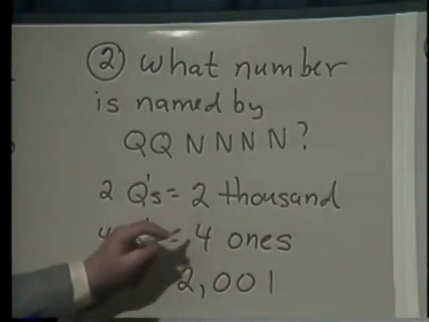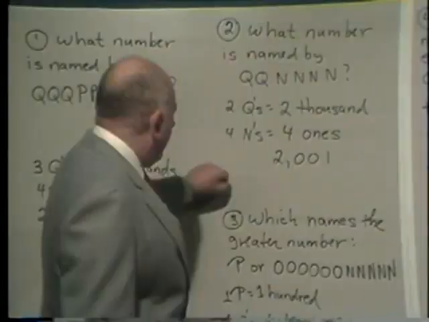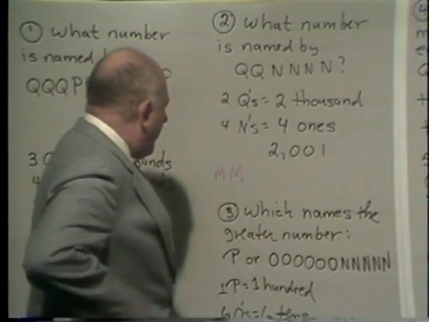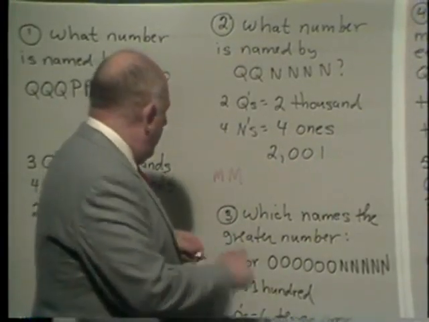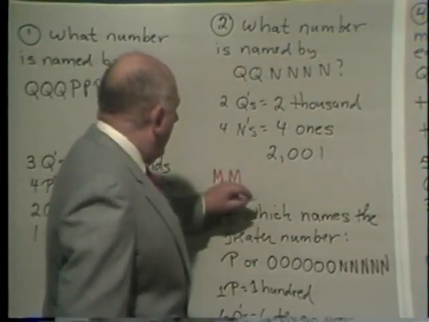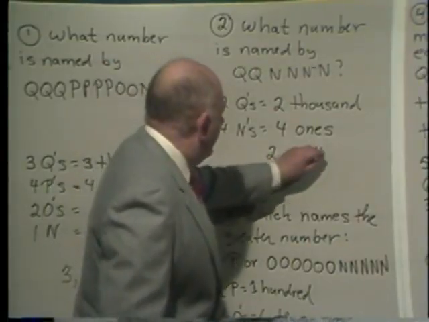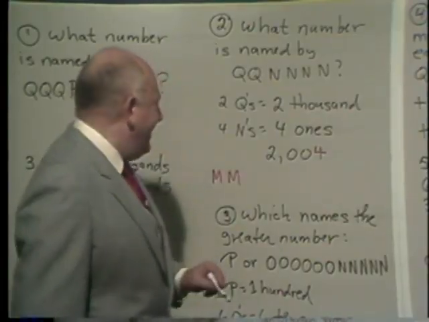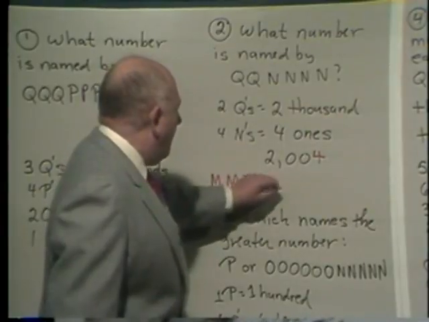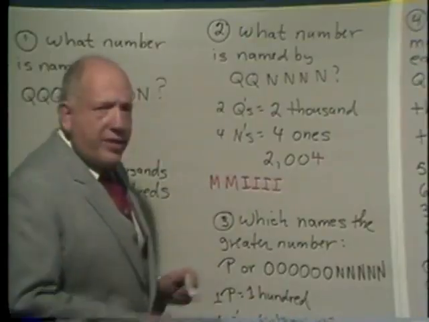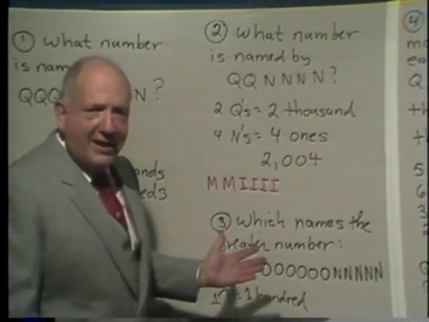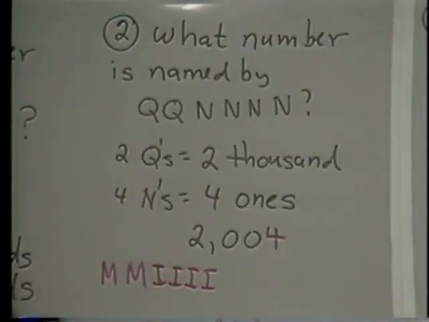In fact, if this were Roman numerals, how would we write it? 2,000 would be 2 M's. Okay, I'm just going to change pens again here. 2,000 would be 2 M's. And a 1, I'm sorry, what did I write? This is silly. I hope this course gets better than this. 4 N's are 4 ones. Then I would write 1, 2, 3, 4. And I wouldn't say there are no C's and no X's. How do I know there are no C's and no X's? Because there aren't any there. I have 2 M's and 4 I's.